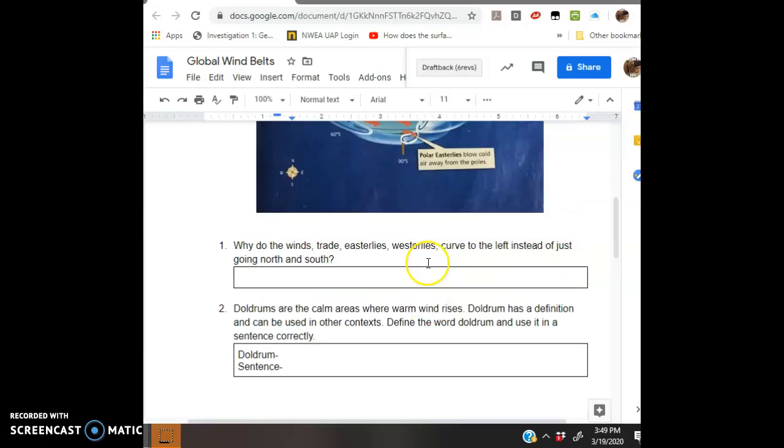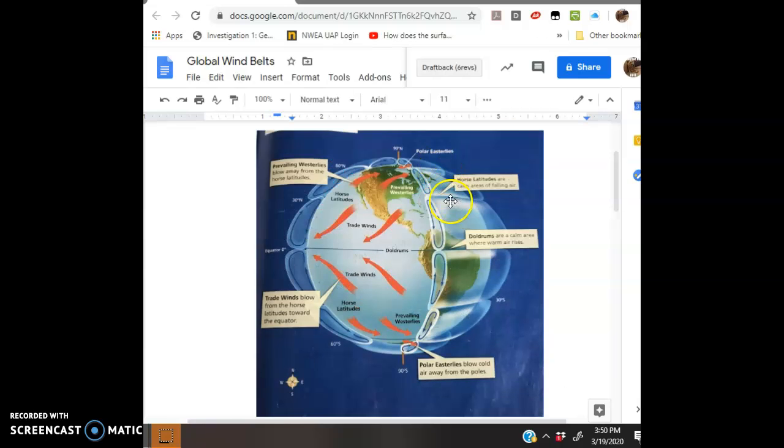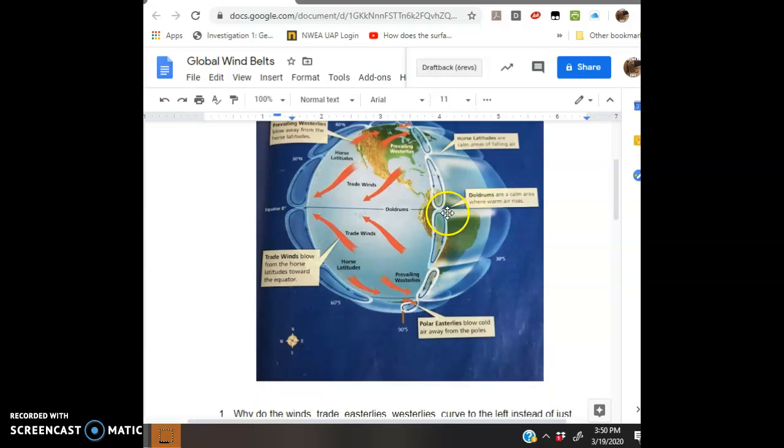Then I want to know the doldrums, okay? These are the doldrums. They are calm areas of wind where warm air rises. So that's the up cycle of your convection current. And then the horse latitudes are calm areas of falling air. That's the down cycle of your convection currents.